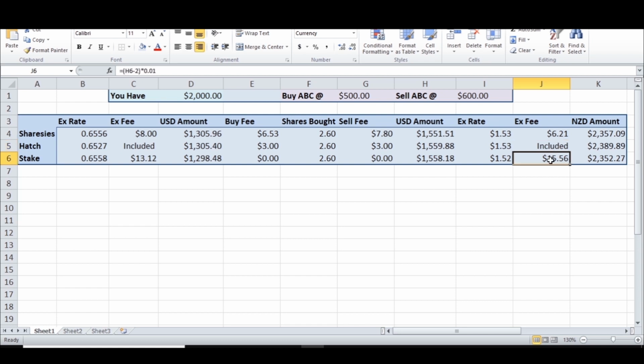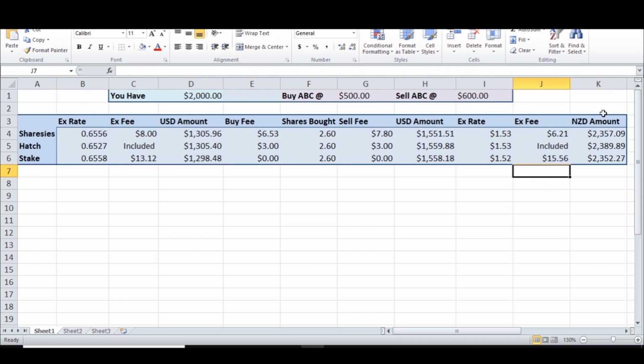Stake charges 1% again, but this time with an additional $2 withdrawal fee. So in our formula, I put down the US dollar amount minus $2 times 0.01, which is 1%. And that gives us a fee paid of $15.56 in our example.